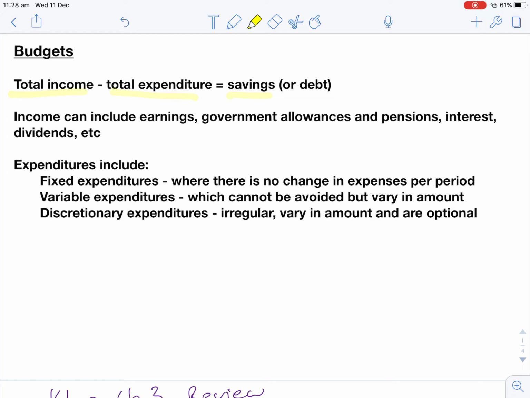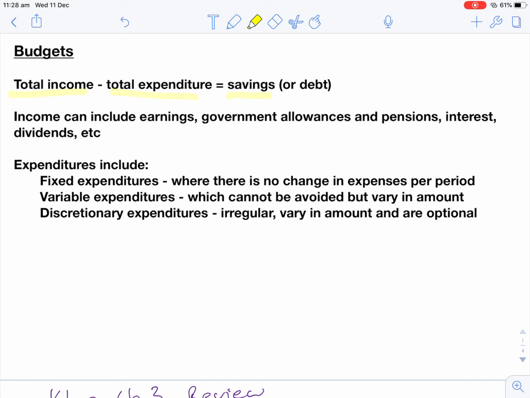Income can include things like your actual wages. It can include any government allowances that you have. It can include interest that you've earned on bank deposits. It can include dividends from shares, and anything else. Basically, it might be rent on an investment home, whatever. So there can be a range of incomes, and we generally put those into a spreadsheet first and add all of those together. And then we'd subtract any of our expenditures.